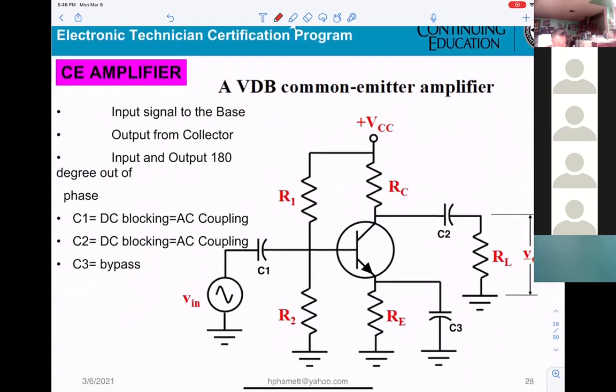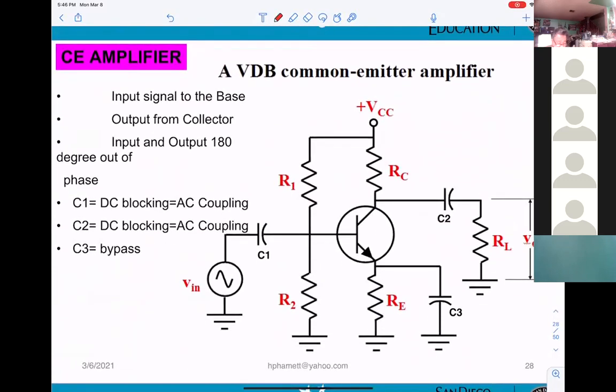Let's see for this one here. We already see that when you apply input into the base and take output from the collector, that will be common emitter. Common emitter is telling you the emitter will go to ground for the AC. And C1 here, C2 here, they get the name DC blocking, AC coupling.